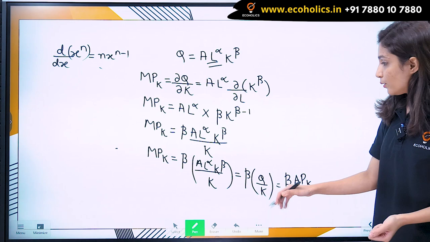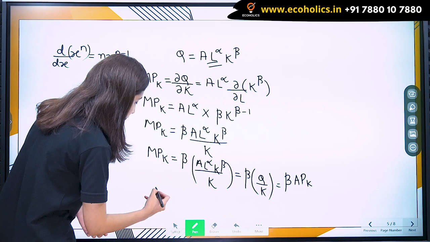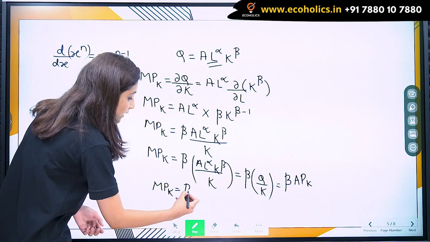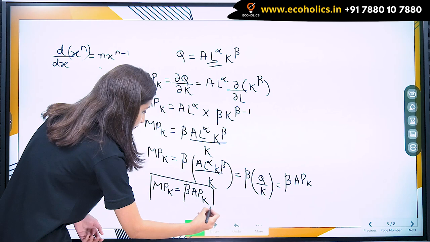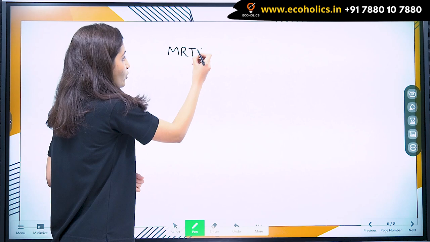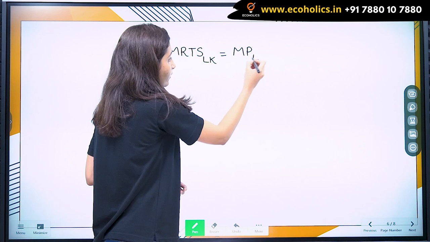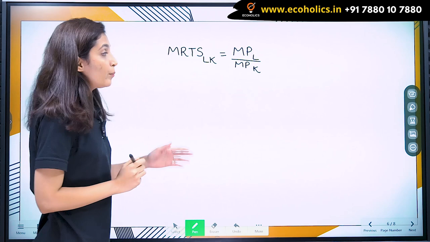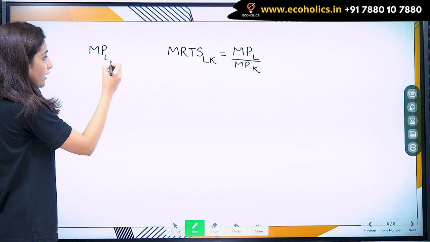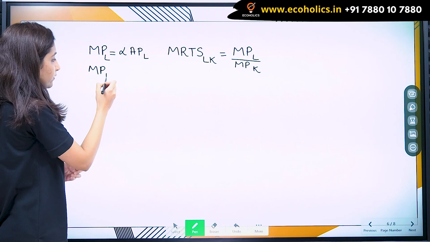So what we have found is our MPL is equal to alpha APL and our MPK is equal to beta APK. So now what we are going to do is find our MRTS. The marginal rate of technical substitution of labor for capital will be given as MPL upon MPK. But what we have seen is our MPL is equal to alpha APL and our MPK is equal to beta APK.